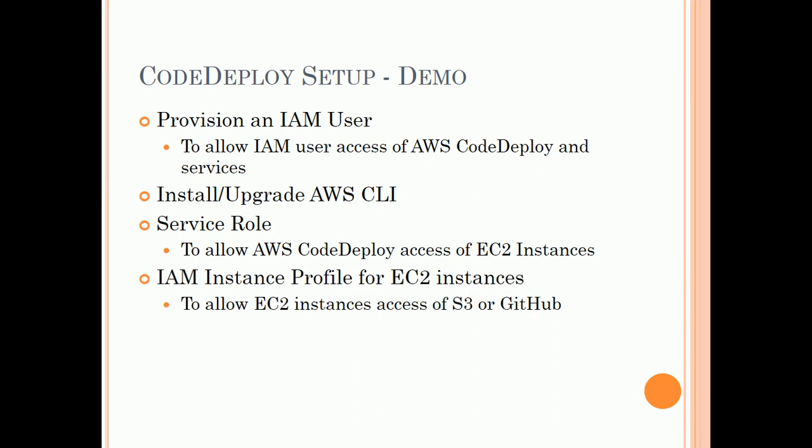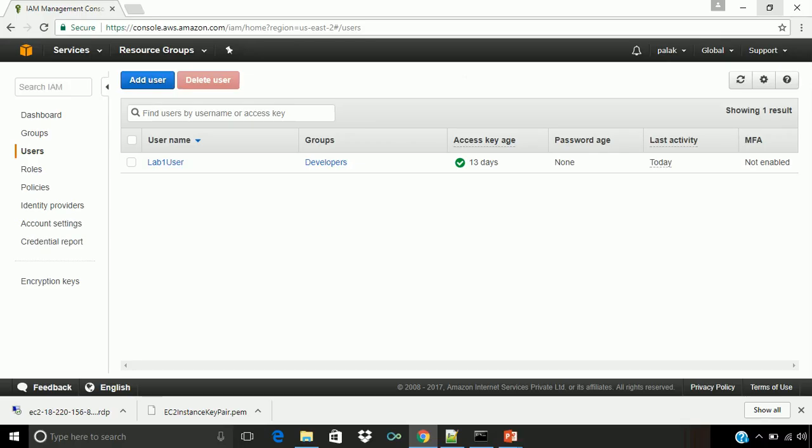And the fourth one is IAM instance profile for EC2 instances. To allow the EC2 instances to work with Amazon S3 or GitHub, we have to create one IAM instance profile for EC2 instances. So let's get started and set up the environment.